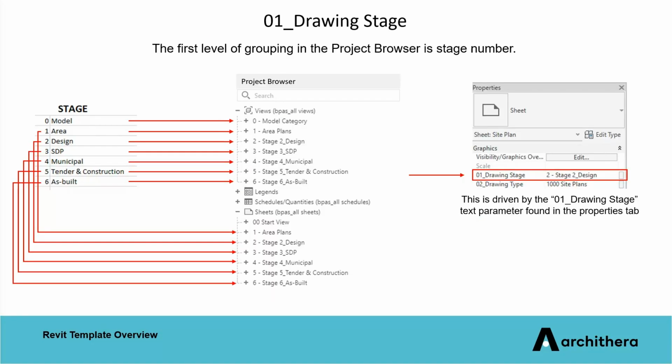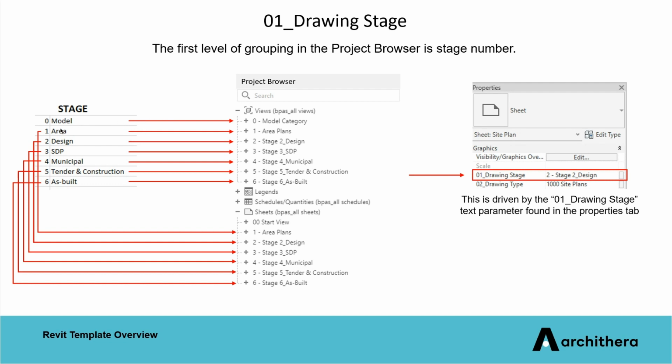First we have stage number. So this will be the first level of grouping in your project browser. And first of all, you'll see that stage 0 model will only be applicable for your view category. So it's only for your views, so plans, sections, elevations, 3D views, everything that you need to create your actual model of the project. And this will not be used for documentation purposes, only to create the model.